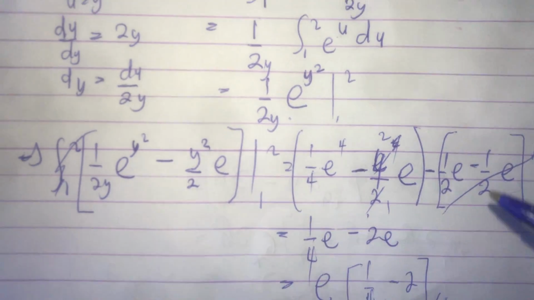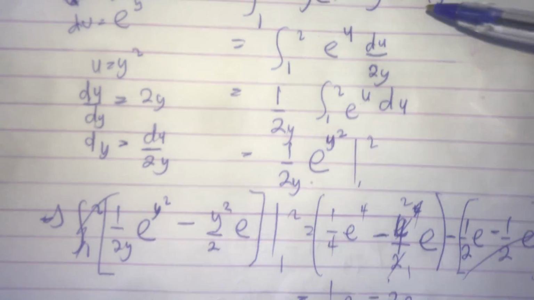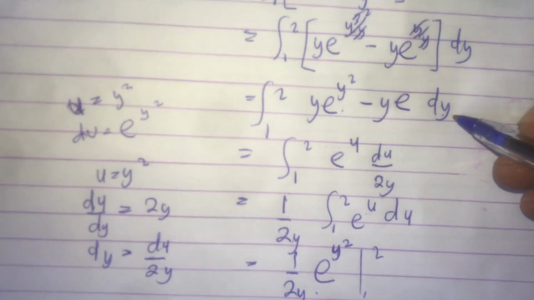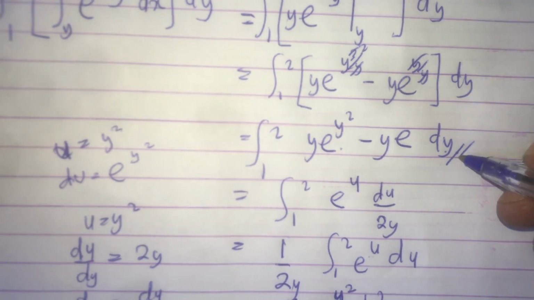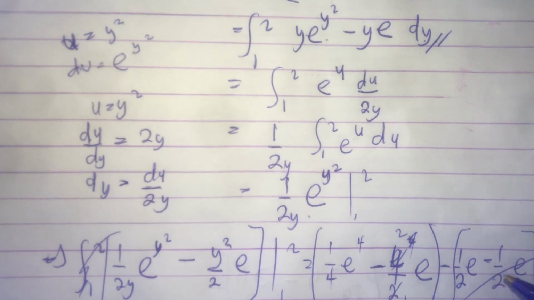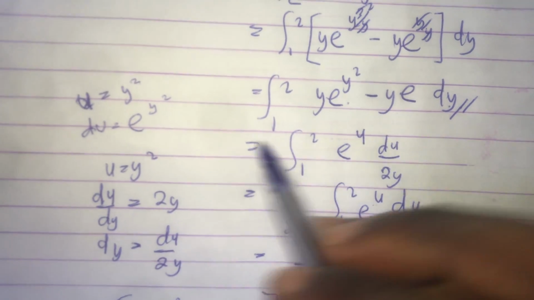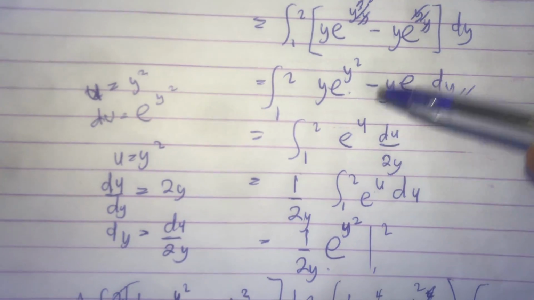So to save yourself from all this stress, when you get to this particular point, you can use your calculator to just do this. You can use a calculator to just punch this one straight, since it's just one variable, and that will save you a whole lot of stress.